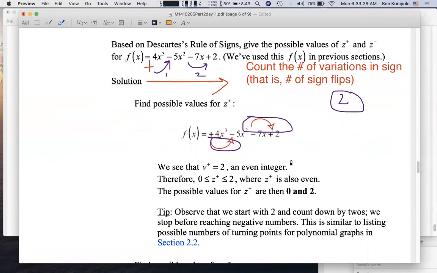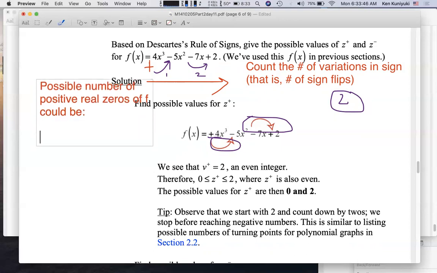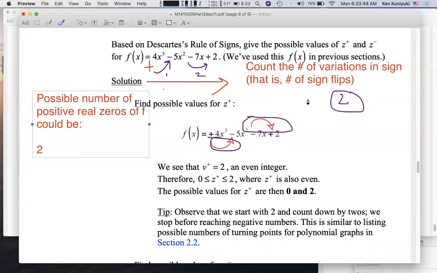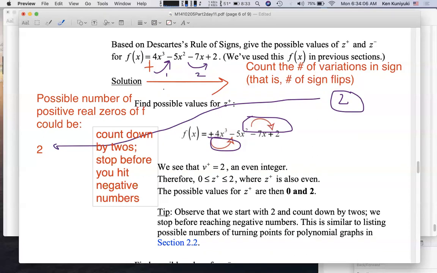This means that the possible number of positive real zeros of f could be, we'll start with 2, which is the number of sign flips, and then count down by 2s. Similarly to the turning points. Count down by 2s. Stop before you hit negative numbers, because you cannot have a negative number of positive real zeros.